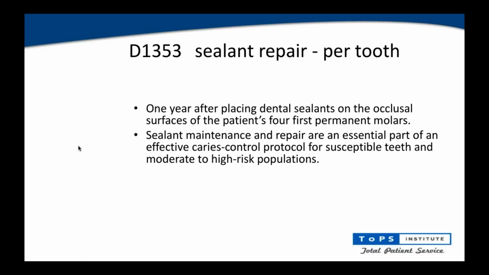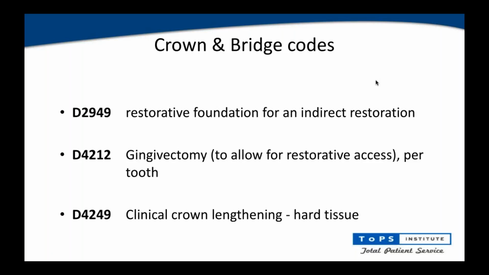So the 1353 is a great way to track how often you're having to replace a sealant within a 12 month period of time. Again, it's a great code just to be able to watch on our side internally how many sealants are needing to have touch-up or repair done. And we can go ahead and move on to the next slide.